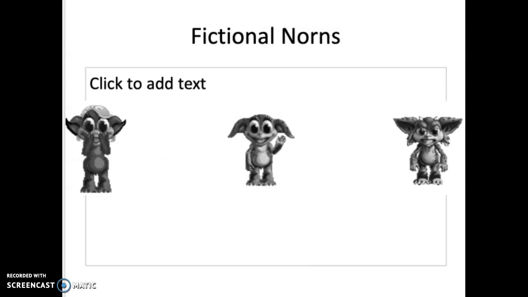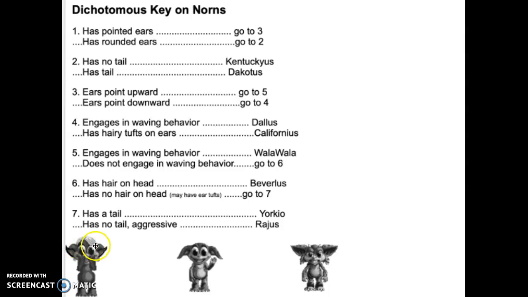So these are the characters that we're going to be identifying. I only chose 3 of them as an example. We're going to start with 1, then go to 2, and then go to 3. So we're going to start with our first character over here. Our first characteristics are has pointy ears versus has rounded ears. Well, our first one has pointy ears, so I'm going to say yes and go to 3.